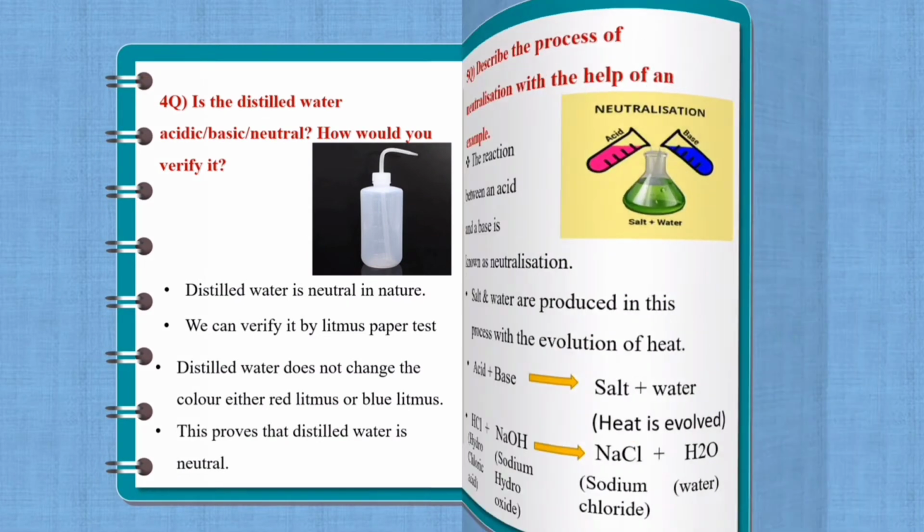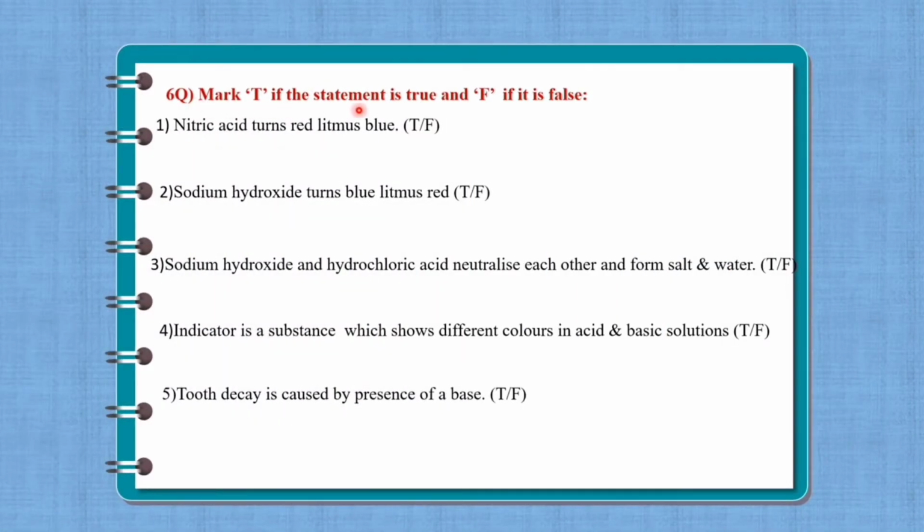Let's see next question. Question number 6, true or false statements. First one, nitric acid turns red litmus to blue. Is this statement true? It's absolutely false, because nitric acid is an acid. Acid turns blue litmus to red. Second one, sodium hydroxide turns blue litmus to red. It is also false because bases turn red litmus to blue.